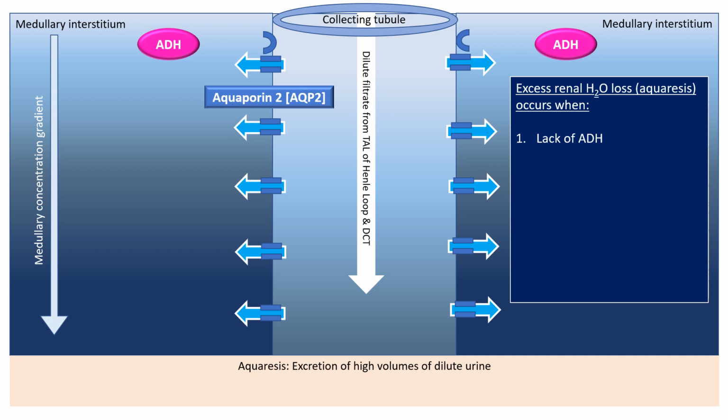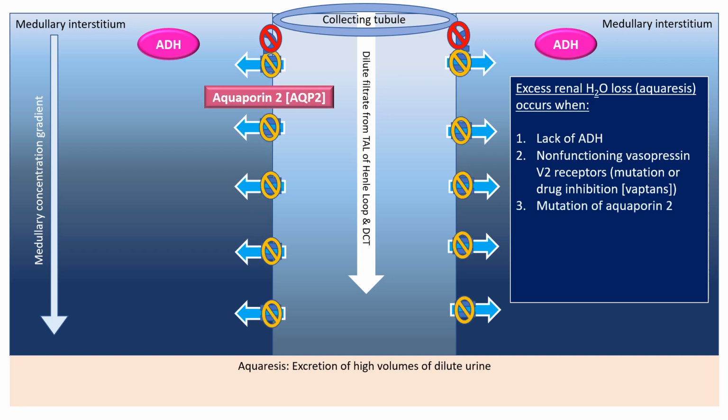There are non-functioning vasopressin V2 receptors. This may be due to mutation of the V2 receptors or the use of a class of drugs known as vasopressin receptor antagonists or VAPTANs. There are mutations of aquaporin too.